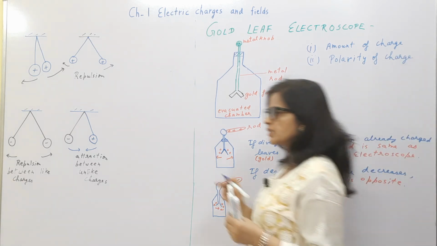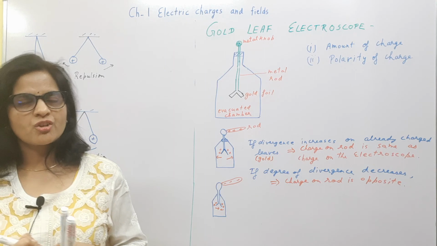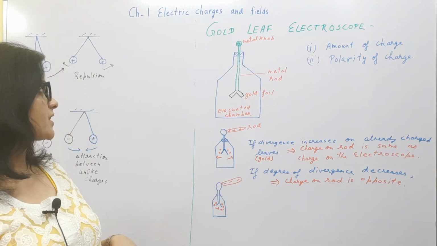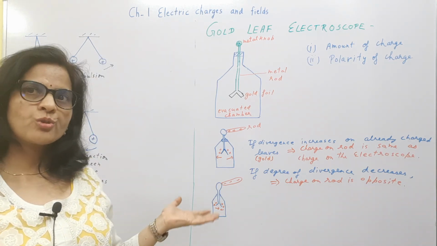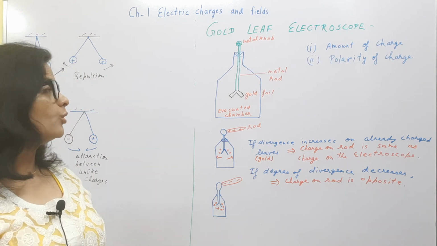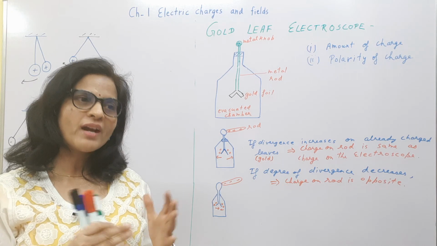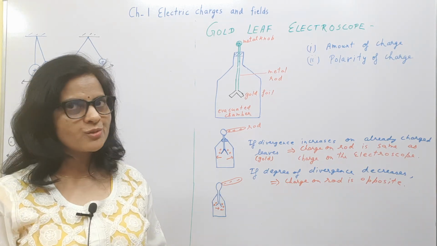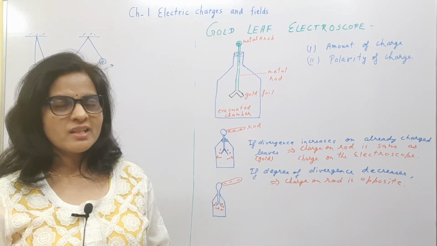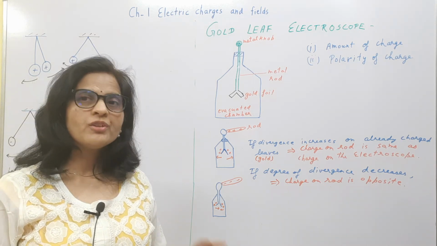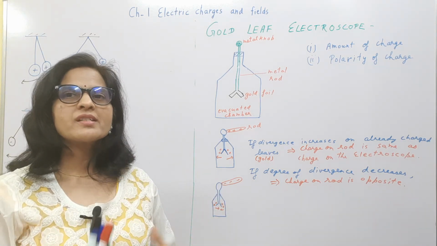Right? So this was all about the charge concept, types of charges, experiments to show types of charges, and the gold leaf electroscope. So how these charges are developed, why the positive charge only is developed on the glass rod and the negative charge on the silk or wool with which it was rubbed, this we will discuss in the next video.